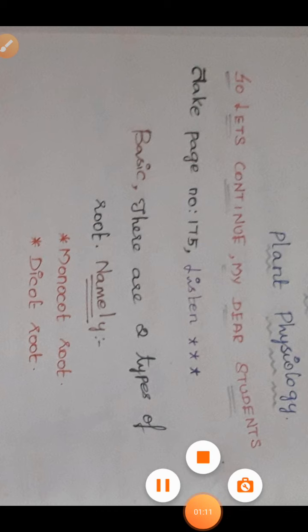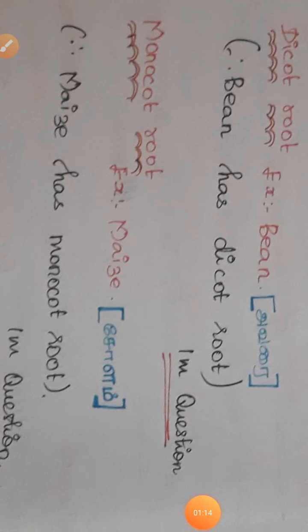Basically, there are two types of root, namely monocot root and dicot root. Dicot root, for example, bean, avarai. Bean has dicot root. This is one more question. Monocot root, example, maize, cholam. Maize has monocot root. This is also one more question. Name the two examples of both root. Dicot root, for example, bean. Monocot root, for example, maize.